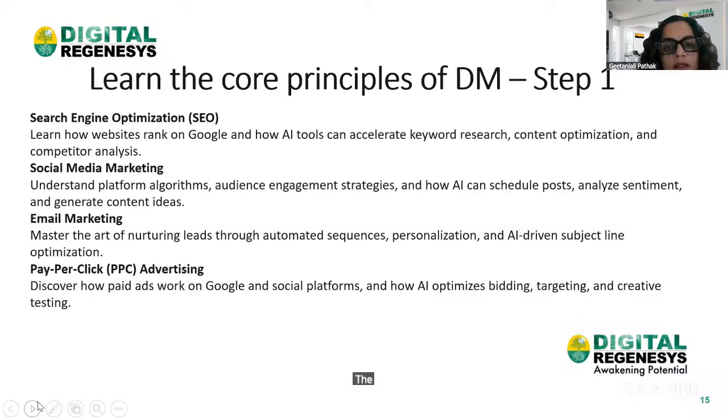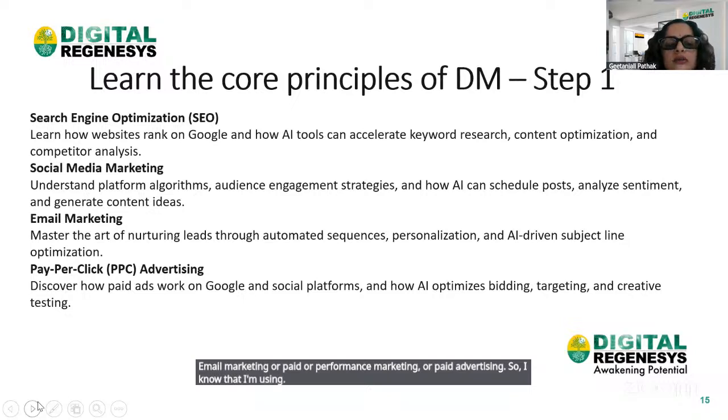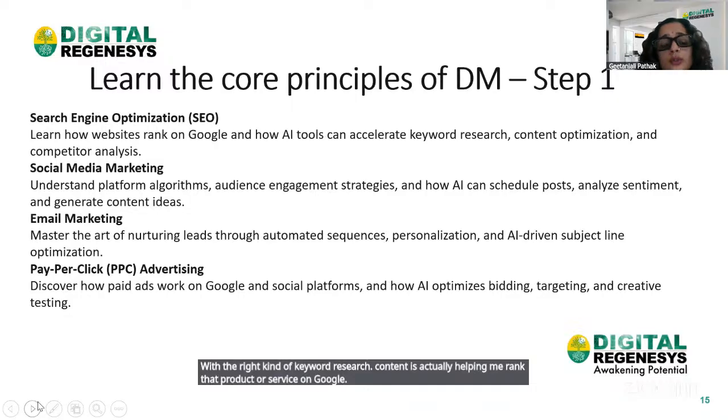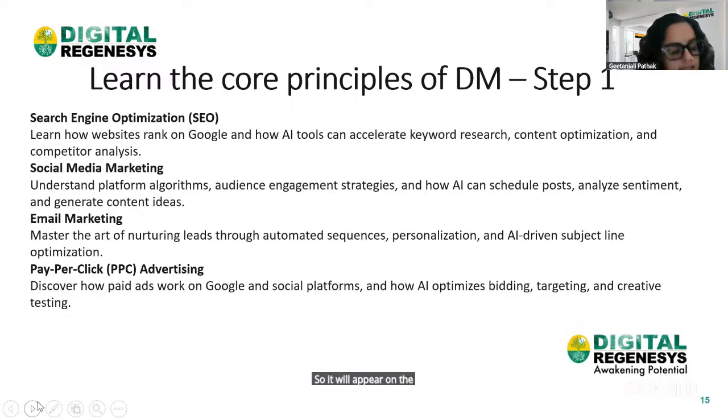Step number one, learn the core principles of digital marketing, that is search engine optimization, social media marketing, email marketing, or paid or performance marketing or paid advertising. So, I know that I'm using certain strategies or tactics or anything that I'm publishing online with the right kind of keyword research content is actually helping me rank that product or service on Google. So it will appear on the first 10 searches.